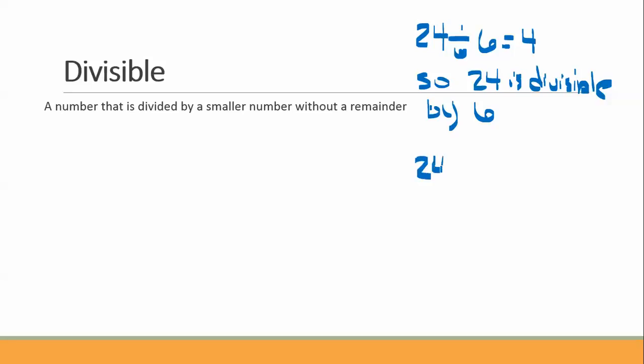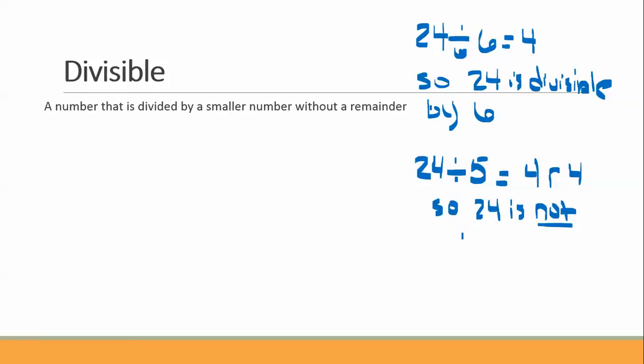24 divided by 5 equals 4 with a remainder of 4. So 24 is not divisible by 5 because there is a remainder when we divide. 24 is divisible by 6 because there's no remainder.